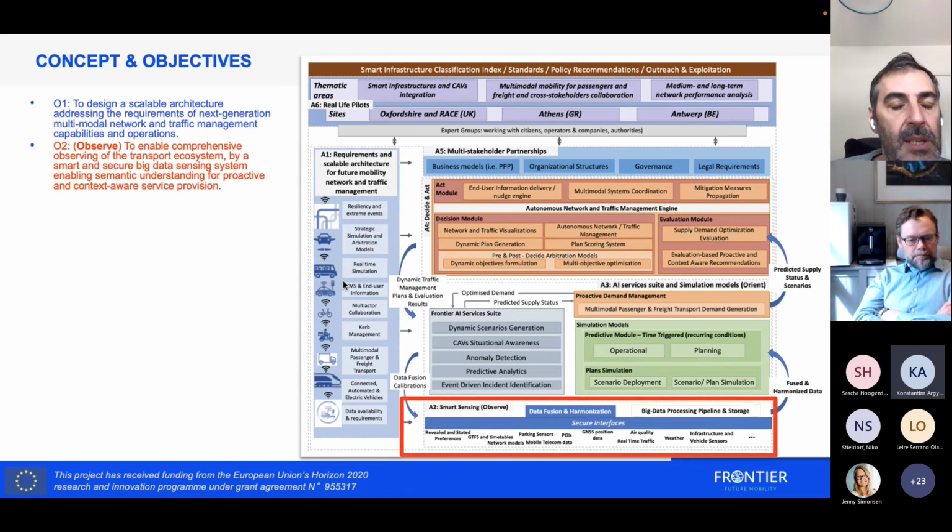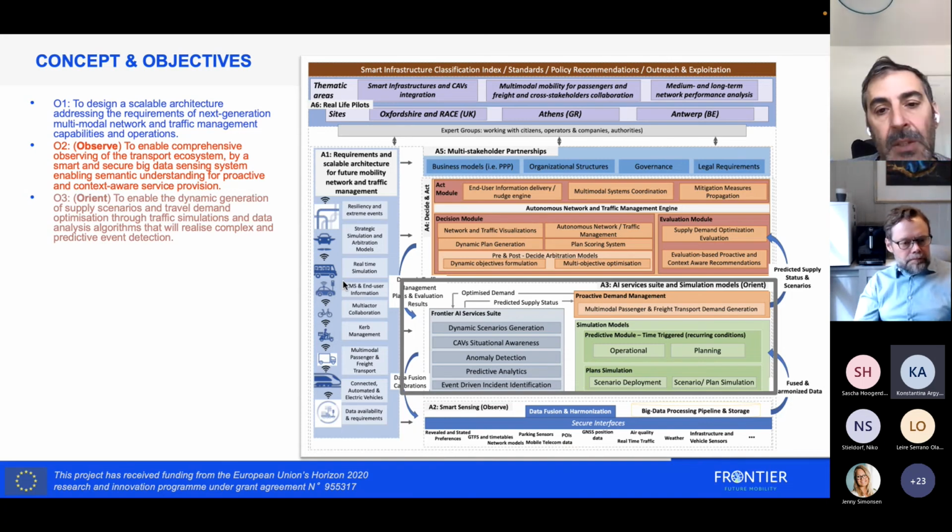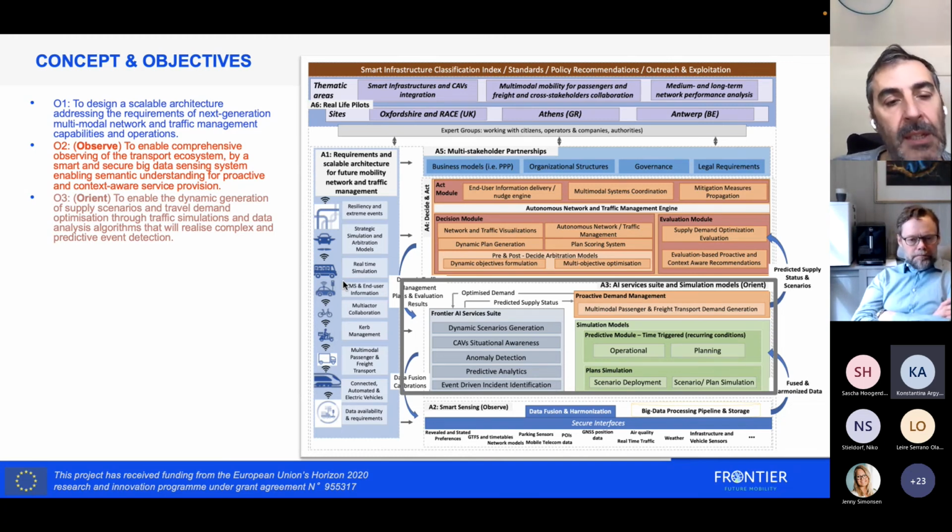Then we have a layer related to data collection and processing, which is the observe layer in our concept. The idea here is to have the necessary interfaces to real and historical data sources, get all this data into the platform and harmonize it, to allow the operation of the services in the layer above, which is the orient layer. This is where we have the data processing side of things and try to generate some intelligence from this data.